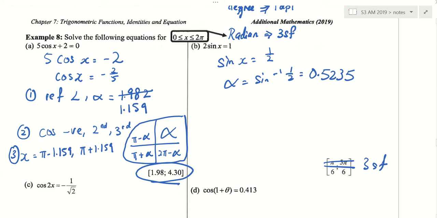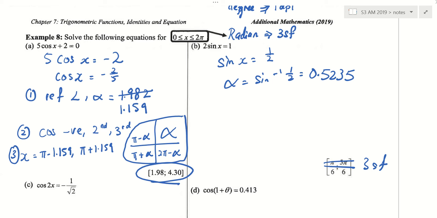0.52359. Now listen, you always truncate at 4SF because yesterday we tried. If I stop at 3SF, later the final answer is different. Truncate means stop at the fourth number, don't round up, don't round down. Understand?